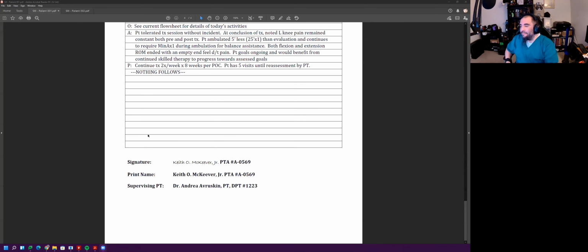Now, at the bottom of all SOAP notes, if you have electronic health records, you will have an auto signature. You do not have to sign. If you're doing handwritten, you do have to sign. Both in your signature and in your print, you have to put your license, which reminds me, I need to renew mine. So I have my license number down there.